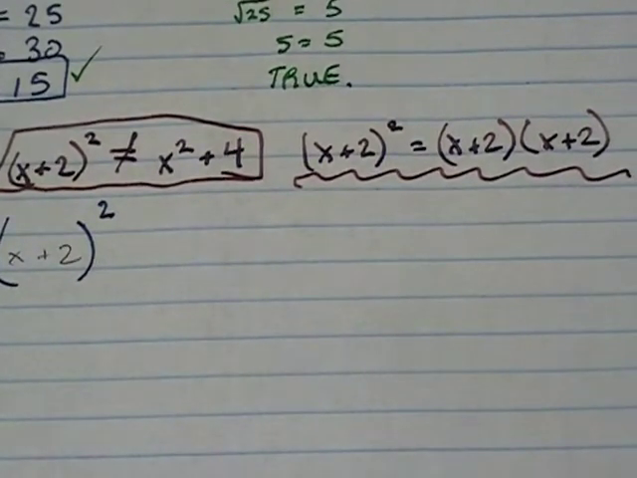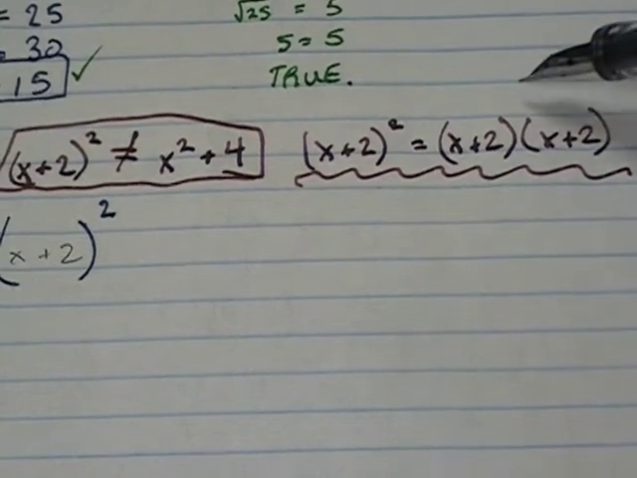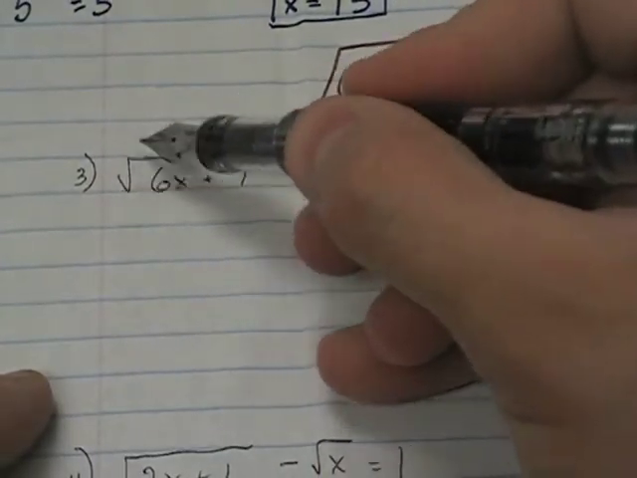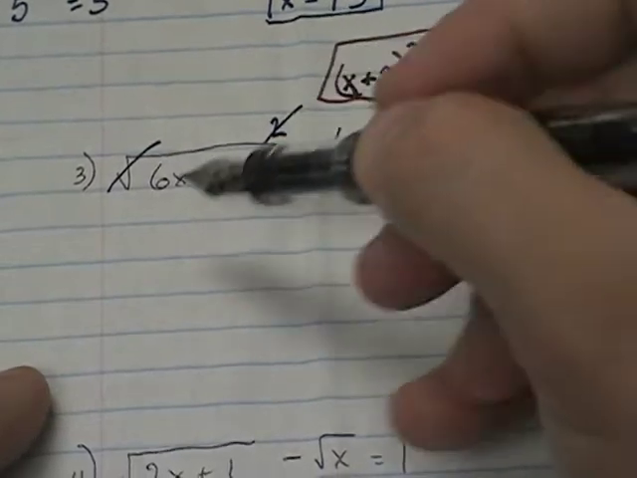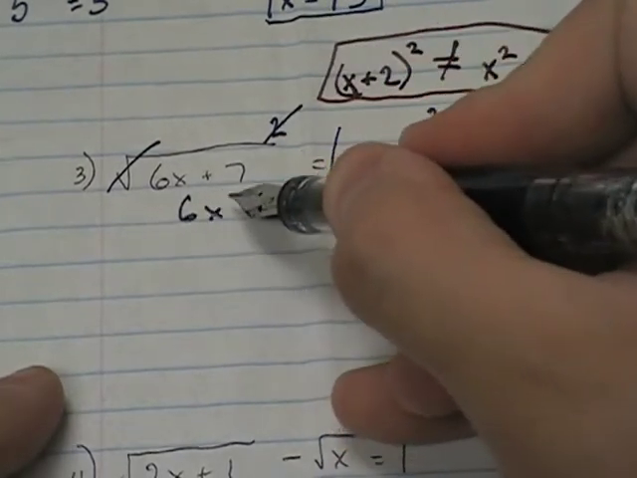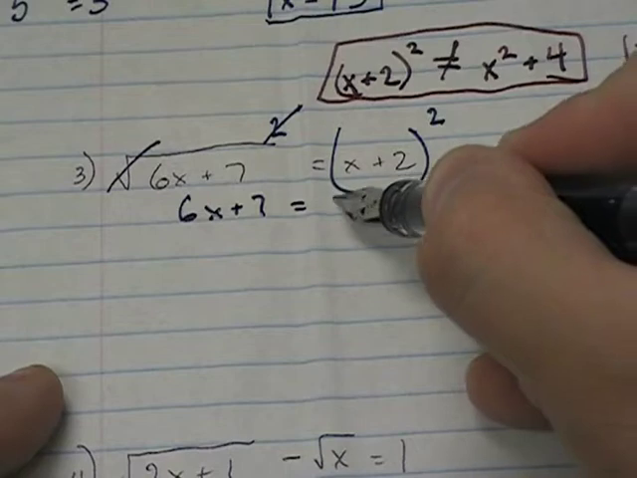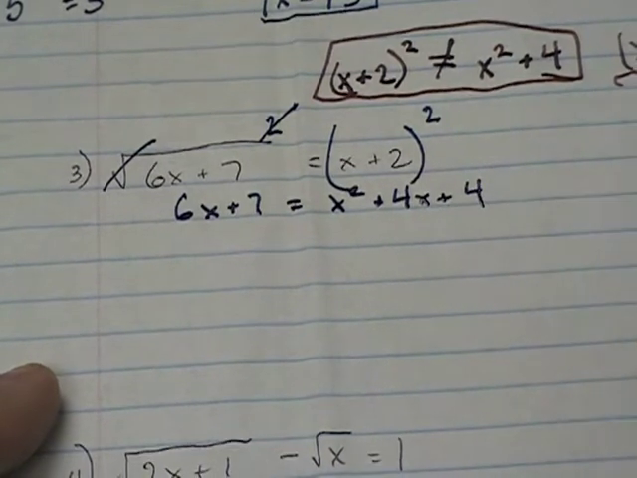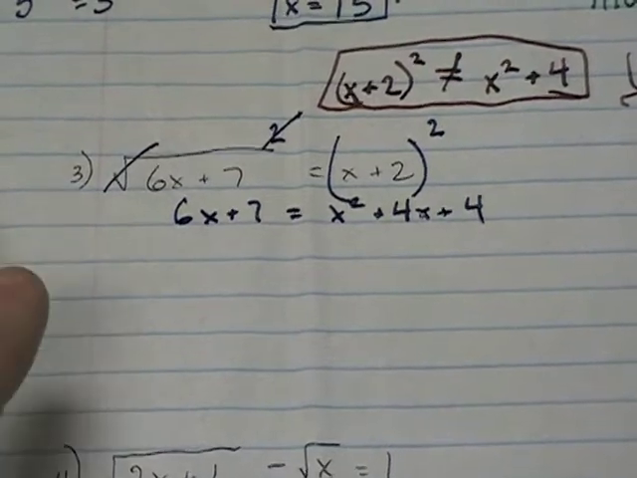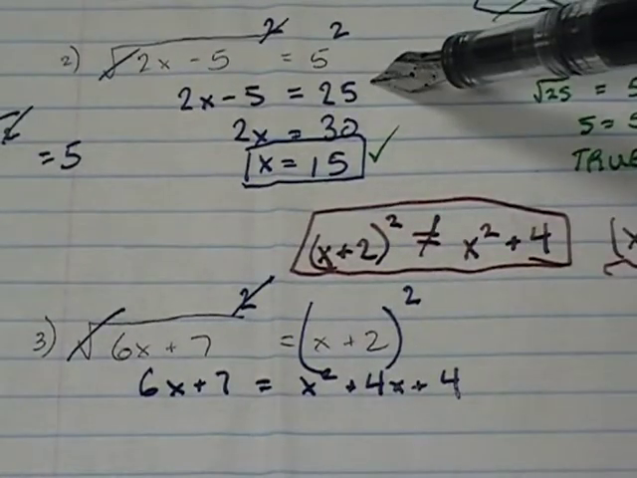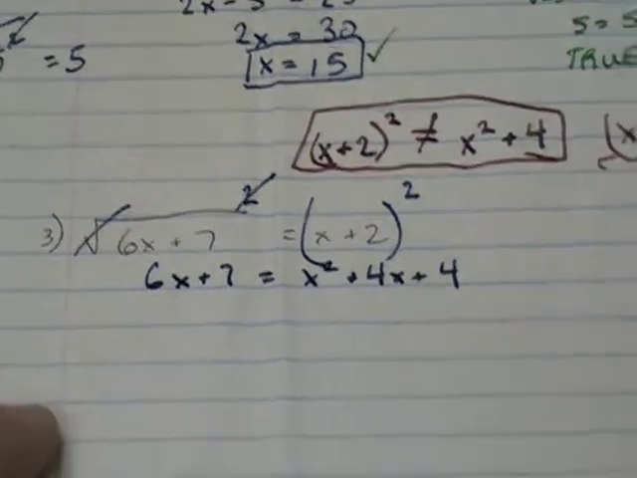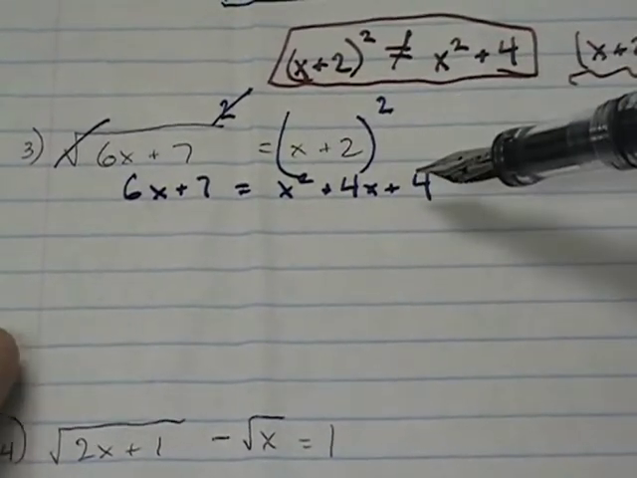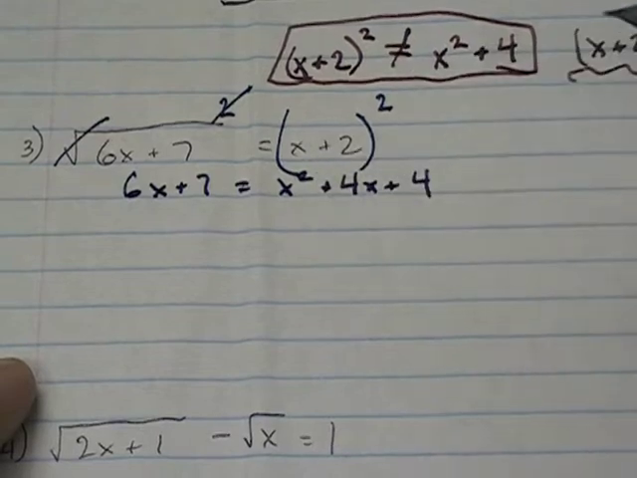If we do that multiplication, x plus 2 times x plus 2, here's what I get. Now here the square and the square root are mathematical inverses, so they go away. I get 6x plus 7 equals x squared plus 4x plus 4. Previously, I got a linear equation: get x by itself and you're done. Here I did not get a linear equation. I got a quadratic equation. X is to the second power.